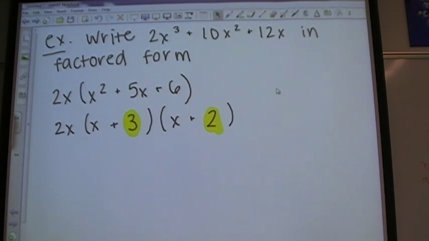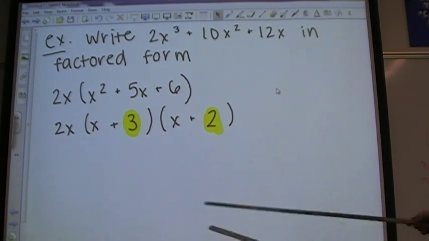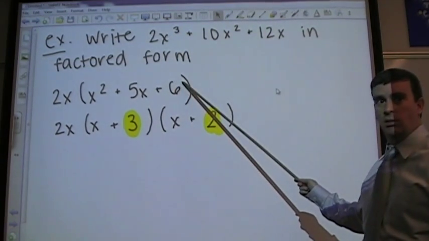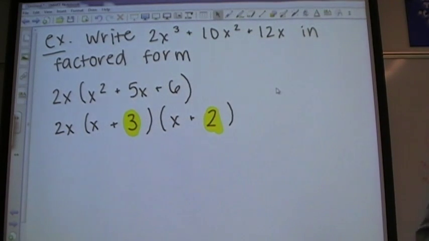Y'all remember how to factor those trinomials? The 3 and 2 came because we have these two numbers that multiply to give you this number and add to give you that number. Good?